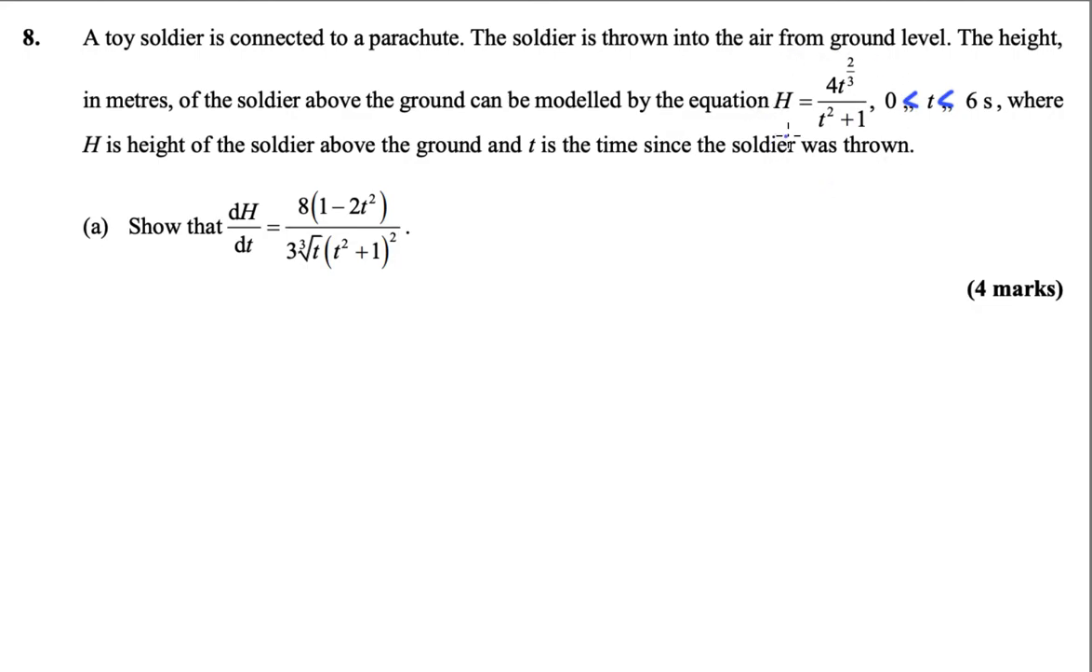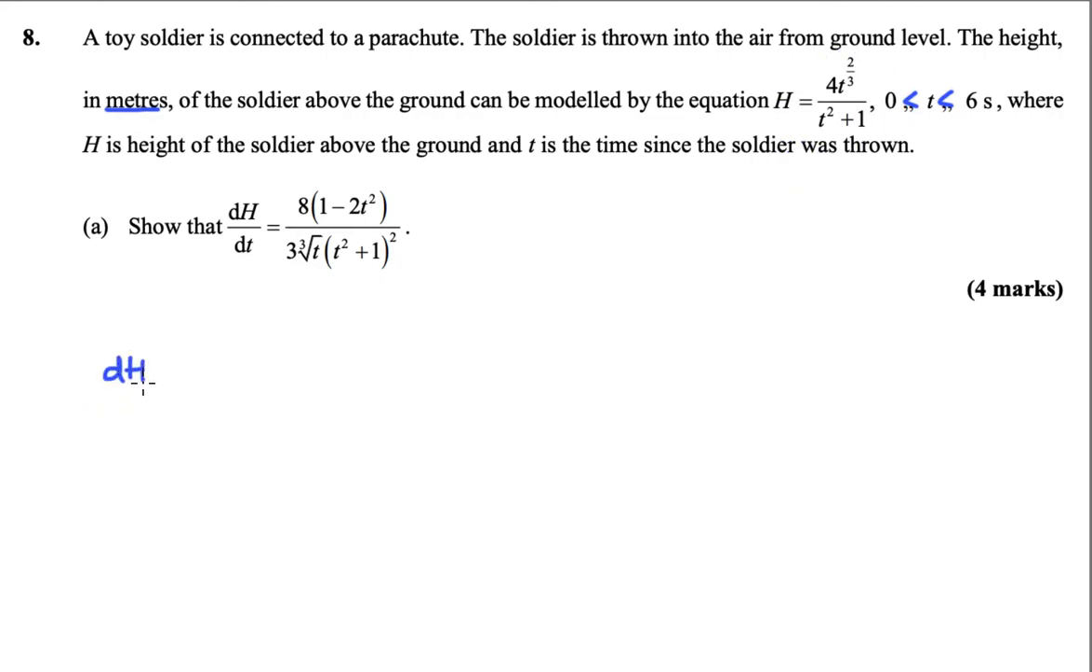has given us this equation. It says it's a toy soldier being thrown connected to a parachute. H is the height in meters of the soldier above the ground, okay? And it wants us to work out dH by dt. So it wants us to differentiate what we've got here.